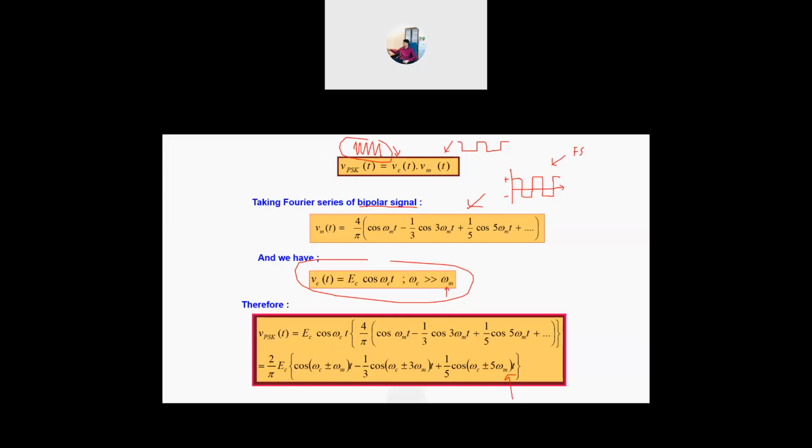And if you see here, there is plus and minus, right? So your answer can be cos omega c plus omega m minus a third cos omega c plus 3 omega m, or you can have cos omega c minus omega m, omega c minus 3 omega m, and so on. Okay, depends.